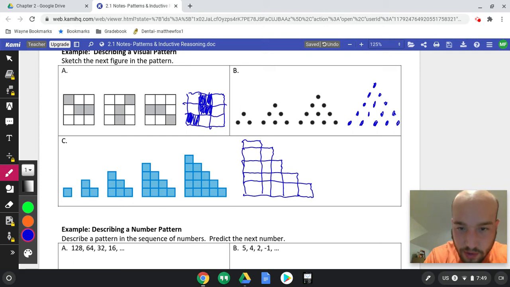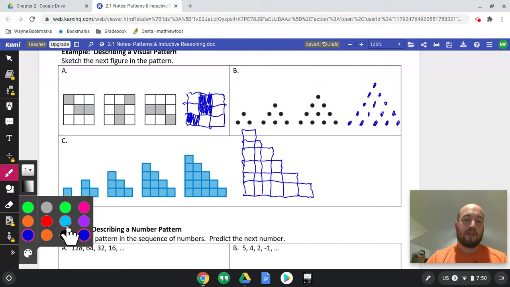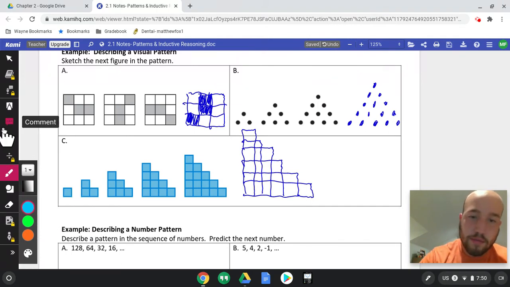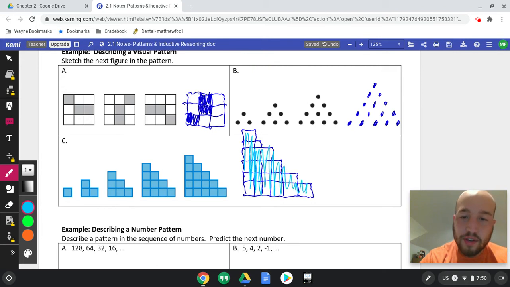Might have made it too tall. Let's see, 1, 2, 3, 4. There. A little too tall, but I have 6 on the bottom. I guess technically I should shade that in so it looks the same. So obviously mine's not perfect, but you get the idea.